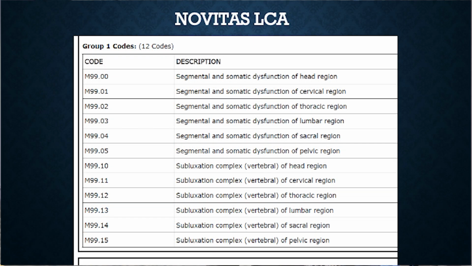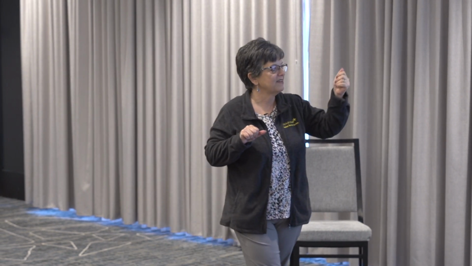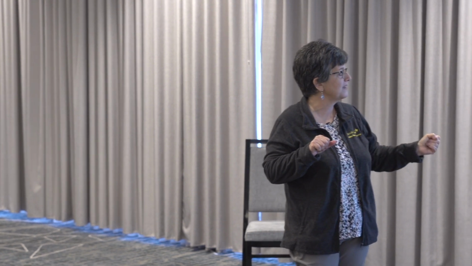Now, this is what you're seeing, right? The Novitas LCD still gives you a few more, okay? This comes out of the Novitas LCA, the Group 1 codes, and it's 12 codes. It is the segmental and somatic dysfunction codes M99.01 through 05, and then you have these subluxation complexes, vertebral, of head, cervical, thoracic, lumbar, sacral, and pelvic. So you've got, I think it's 1, 2, 3, 4, 5, 6 more that you can choose from.